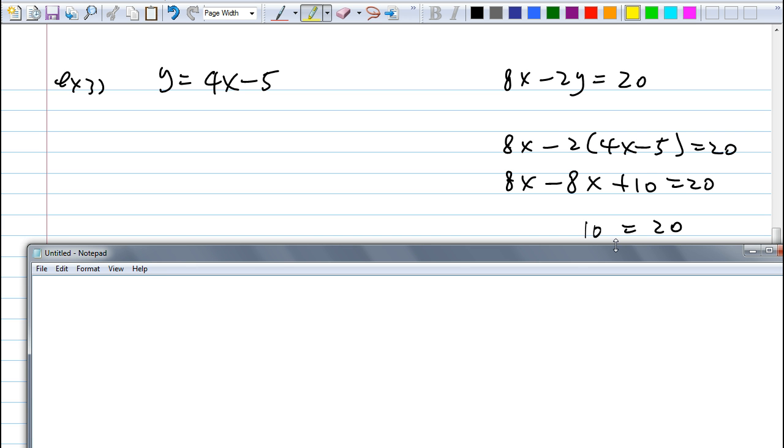Negative 2 times negative 5 is positive 10. So you get 10 equals 20. And now, as you can see, could I divide both sides by 10? Yeah, you can. If I divide both sides by 10, what do I get? 1 equals 2, right?